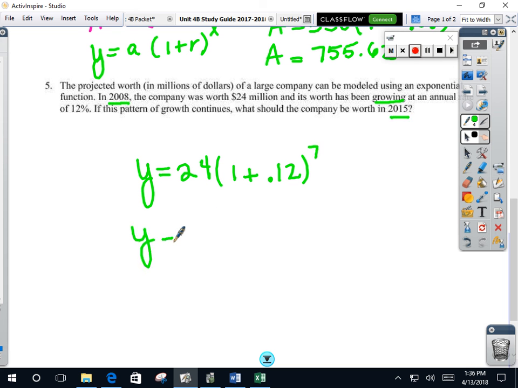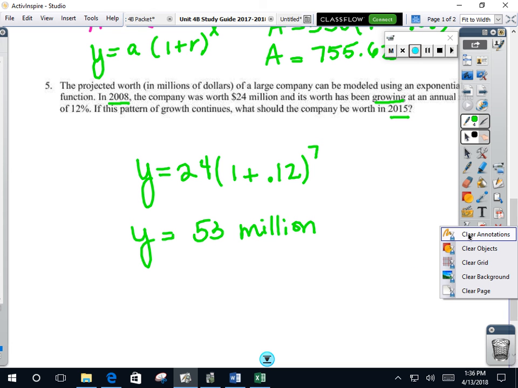So all you have to do is plug that in. Yes. Because that's 2015 years later. I don't think that company will still be around. Okay, and what do you get? So isn't that about 53 million? It's multiple choice. Okay, next page, number 6.